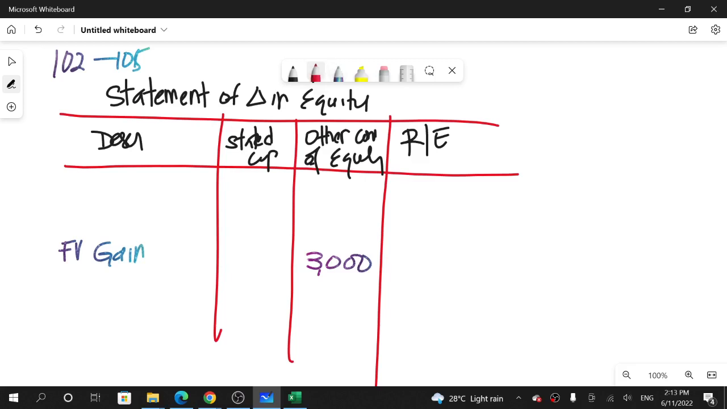The standard says if this is impaired, you remove it and transfer that amount to retained earnings. If there is an impairment of an equity instrument classified as fair value through OCI, this is how you classify: from other component of equity to retained earnings, you need to transfer. So that is the answer for the final part.